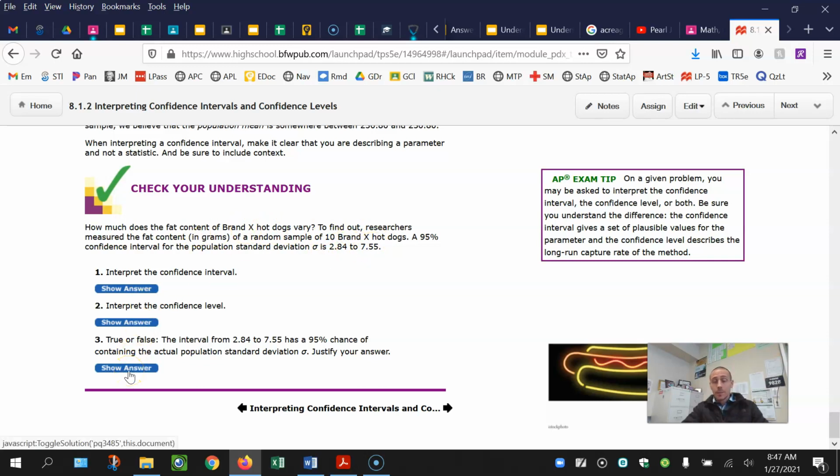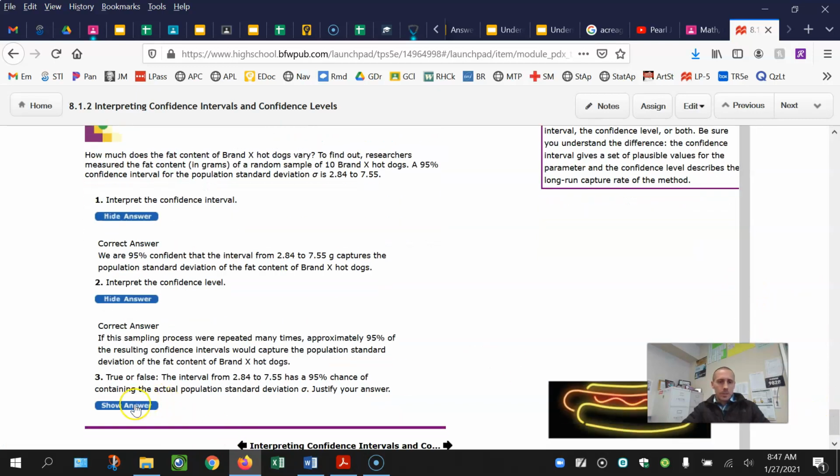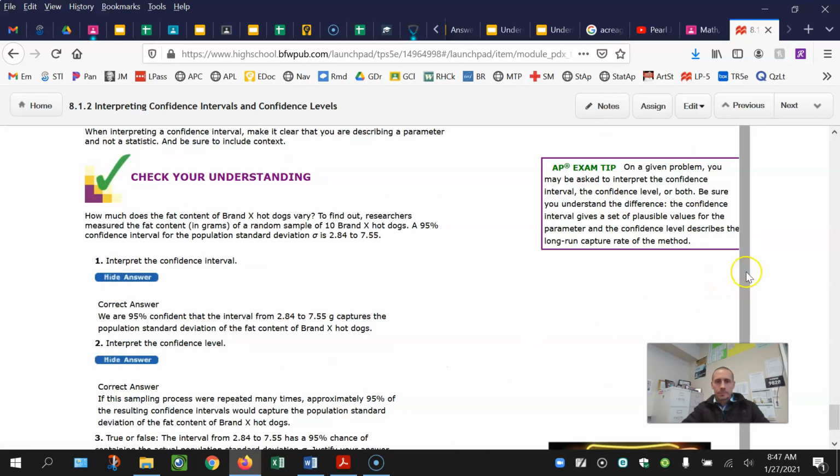And then 3, I love this question. They like to ask this, that they being the College Board. This is false. Either the true parameter is in that interval or it's not. There's no chance. It's in there or it's not. It's either 100 or 0. So you could see for these two, I may have said it slightly differently than you're going to see in the answer key, but the idea is the same.